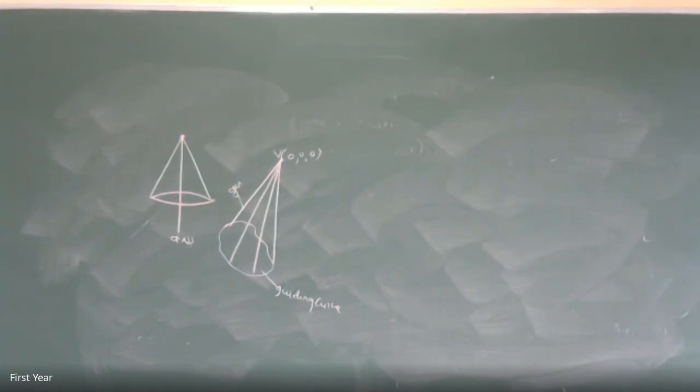Find the equation of the cone whose vertex is at origin and which passes through the curve of intersection of the plane Lx plus My plus Nz is equal to P, and the surface Ax square plus By square plus Cz square is equal to 1.